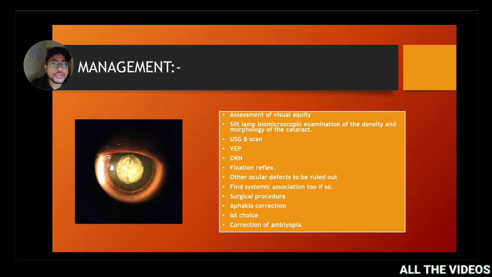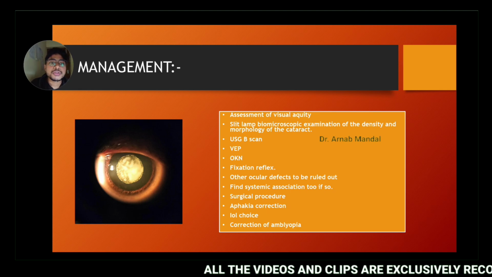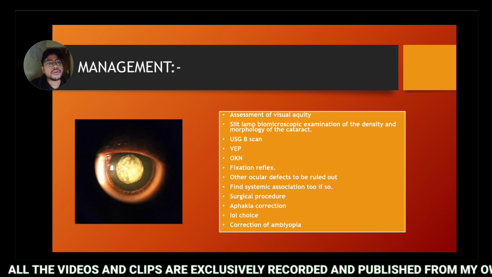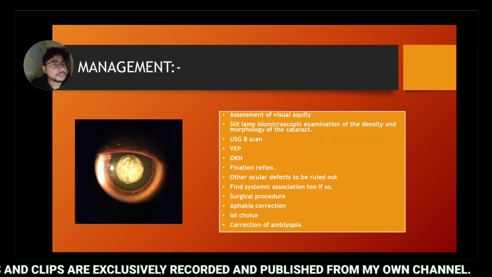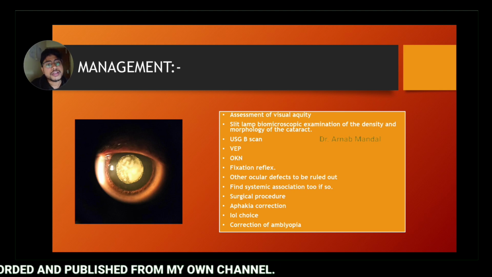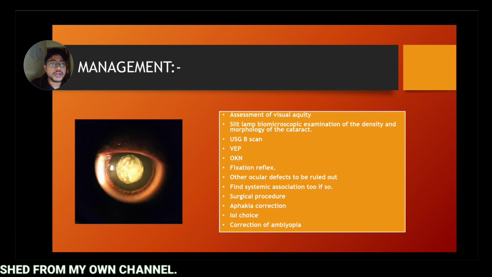Then we will go into the surgical procedure, and we basically do these surgeries at a very early stage of life, followed by aphakic correction and IOL choice, and later on if there is any amblyopia we have to correct it.